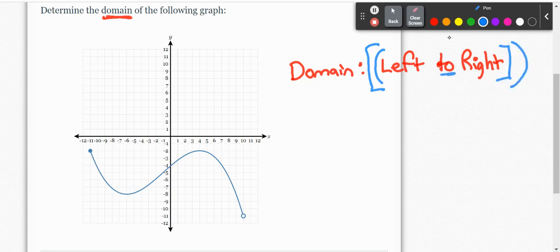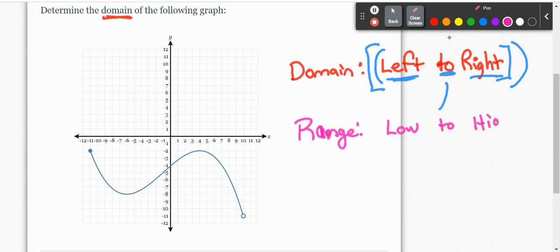And the "to" is essentially just a comma. So it's how far left it goes, comma, how far right it goes. And then for range, not on this problem, but in subsequent ones that we do, range is what I meant to write. Range is going to be how low to how high the graph goes. Now, that also has brackets or parentheses on them.